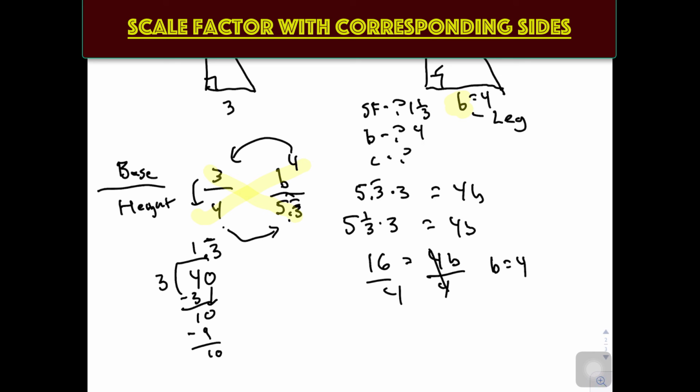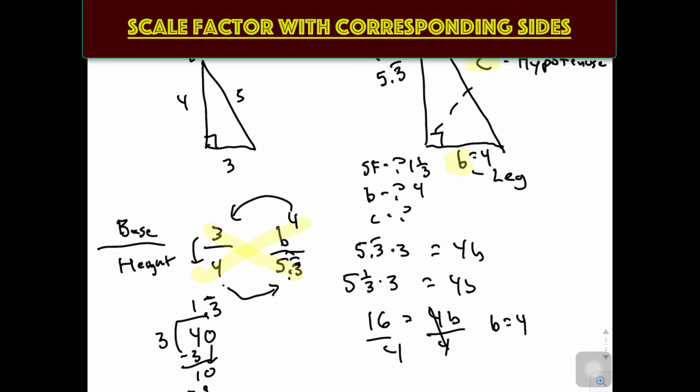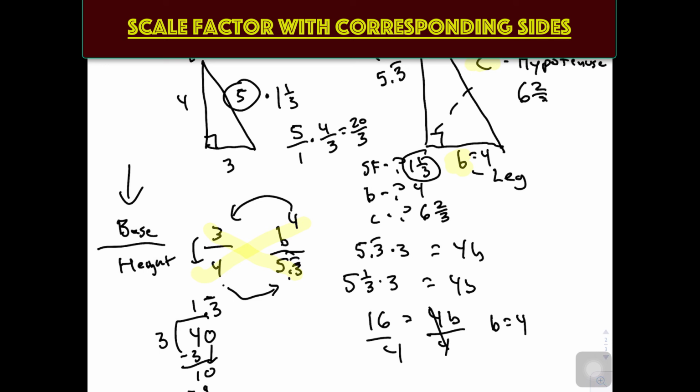B is 4, which means the last thing I need to find is C. Now that I do know what the scale factor is, I could set up another proportion like this, or I could just take my hypotenuse here, 5, and multiply by 1 1/3, and we're going to do it that way. It's just 5 over 1 times 4 over 3. 1 1/3 is 4/3 as an improper fraction, which gives me 20/3. So I know that C is actually 6 2/3. So that's how you would solve it if they're asking for both the new side lengths and the scale factor.